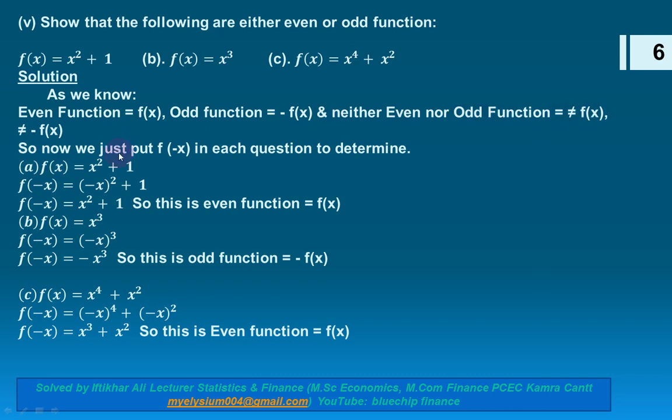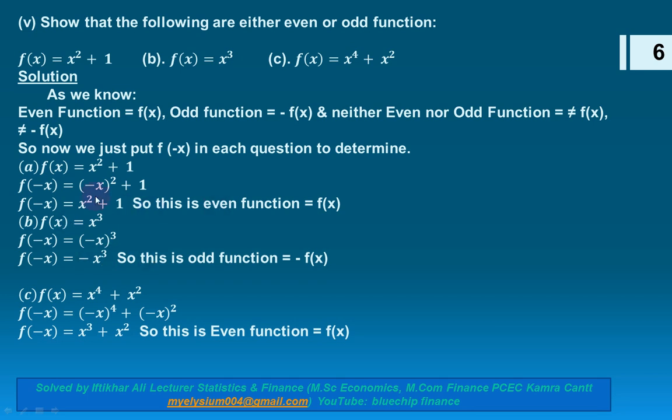So now we just put function of minus x in each equation to determine. First of all we take function of x equals to x square plus 1, and we take x equals to minus x. So just put minus x square plus 1, and the answer will be x square plus 1. So this is even function.